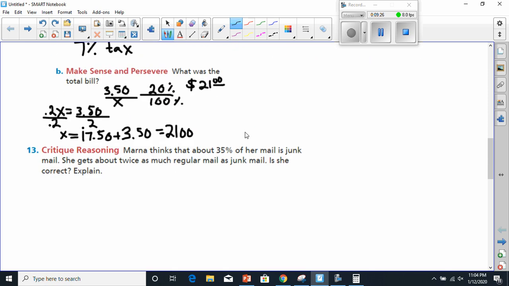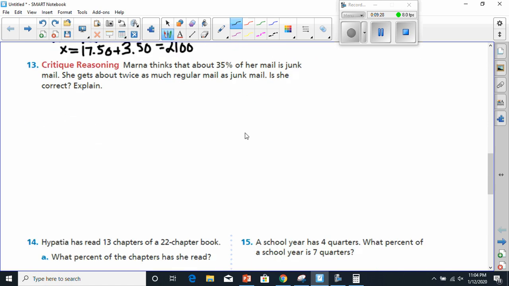Number 13 says, Marna thinks that about 35% of her mail is junk. She gets about twice as much regular mail as junk mail. Is she correct in thinking that about 35% of her mail is junk?